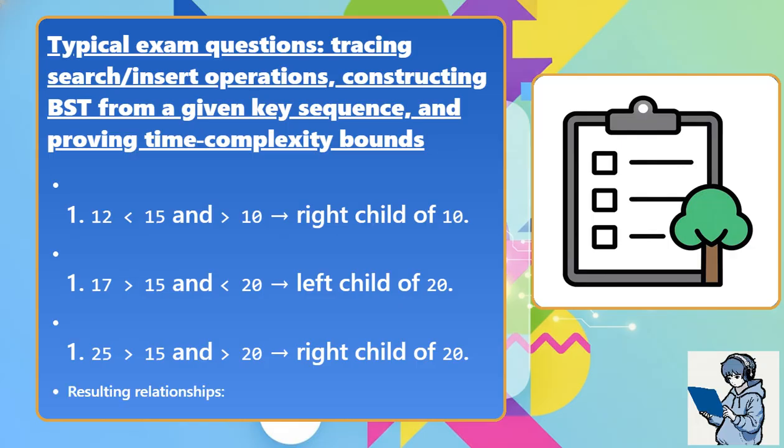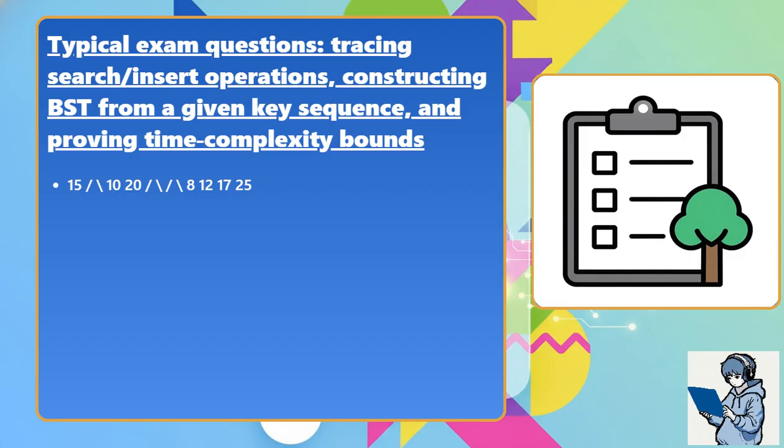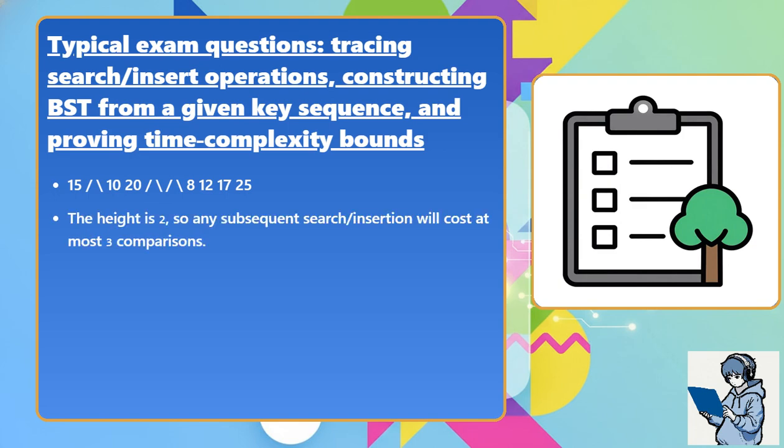Resulting relationships. Diagram: 15 at the root, left child 10, right child 20. 10 has left child 8 and right child 12. 20 has left child 17 and right child 25. The height is 2, so any subsequent search or insertion will cost at most 3 comparisons.